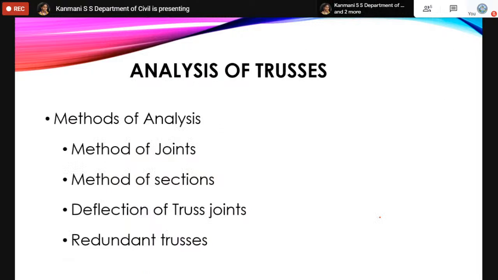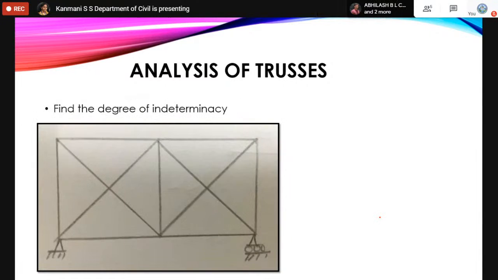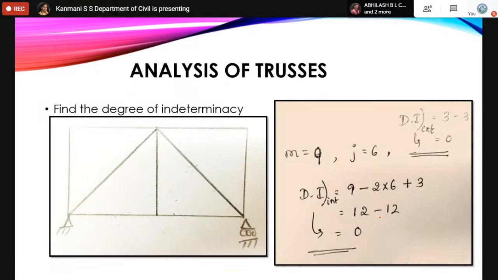So I will take that problem. I'll go back. Yeah, you can see here, this is a hinge where we have 2 unknown forces. This is a roller where we have 1 unknown force, totally 3 unknown forces. 3 unknown forces minus 3 equations of equilibrium, so external indeterminacy is 0. So this is how we solve degree of external indeterminacy. I hope that's it.